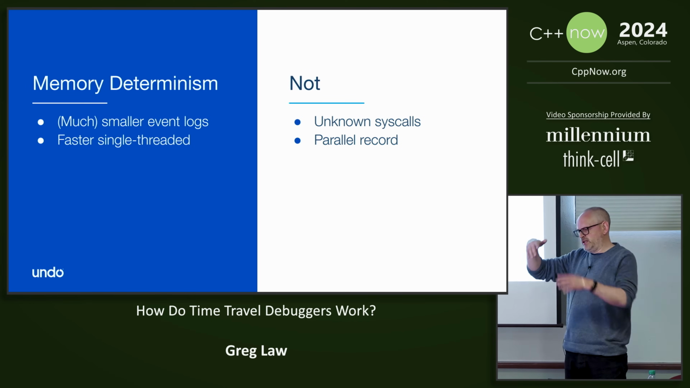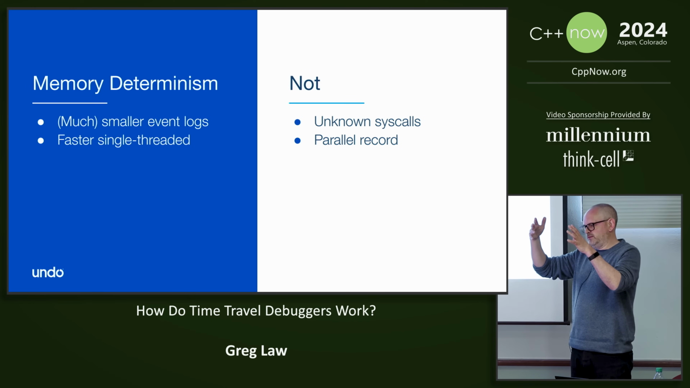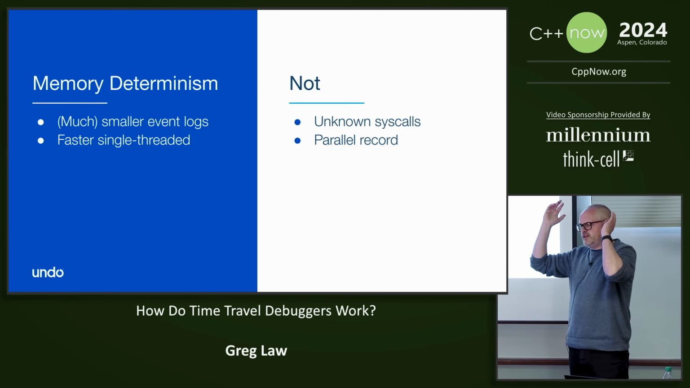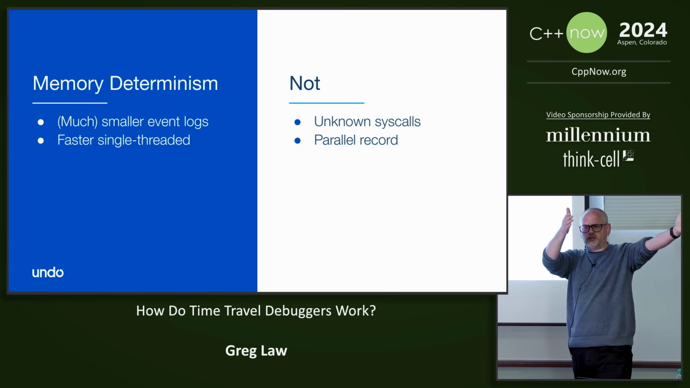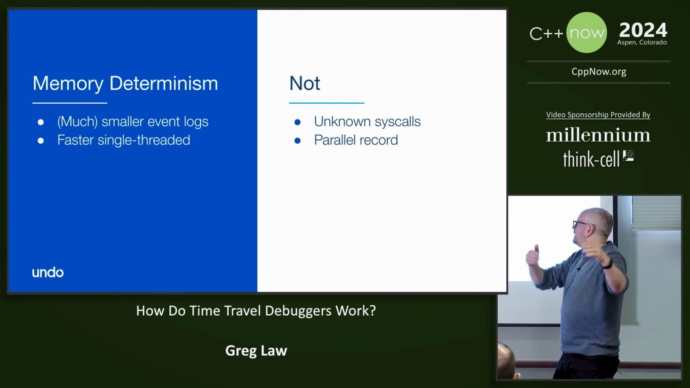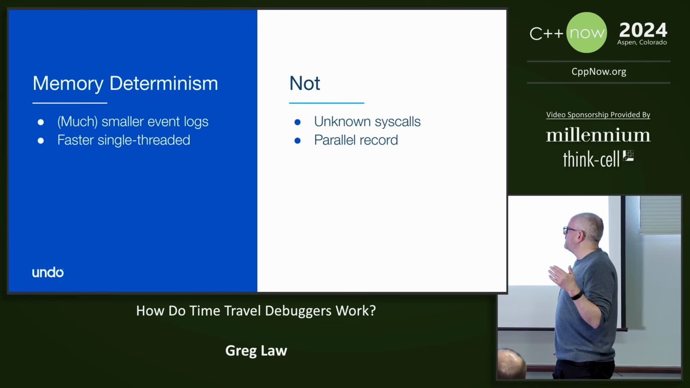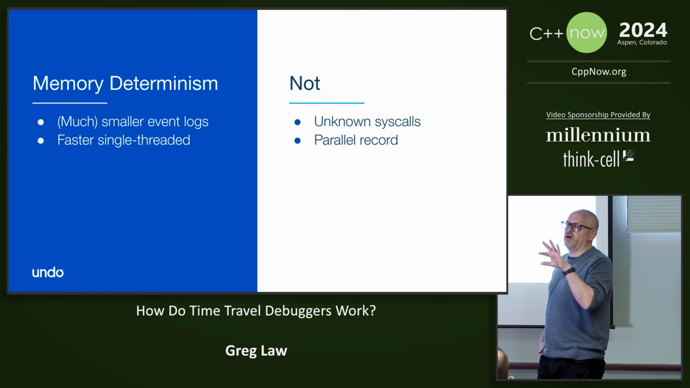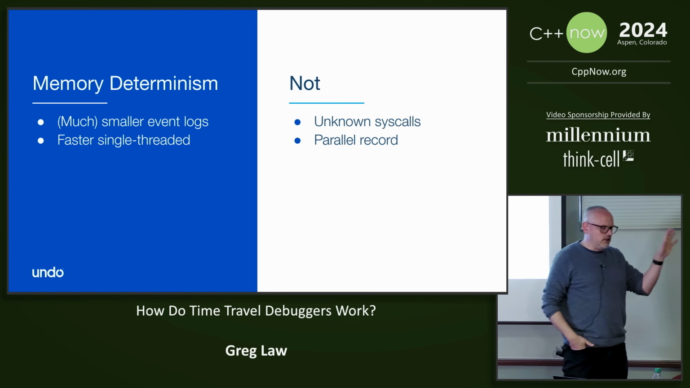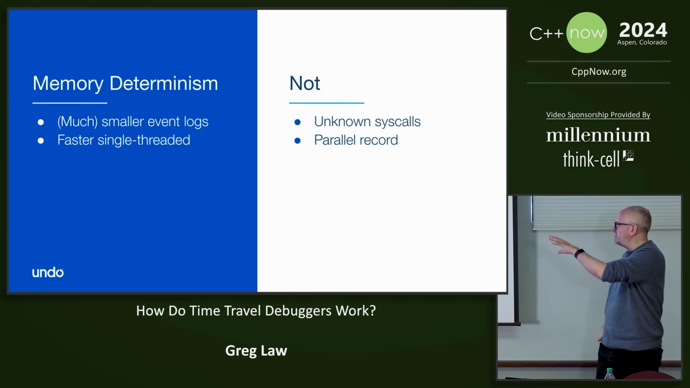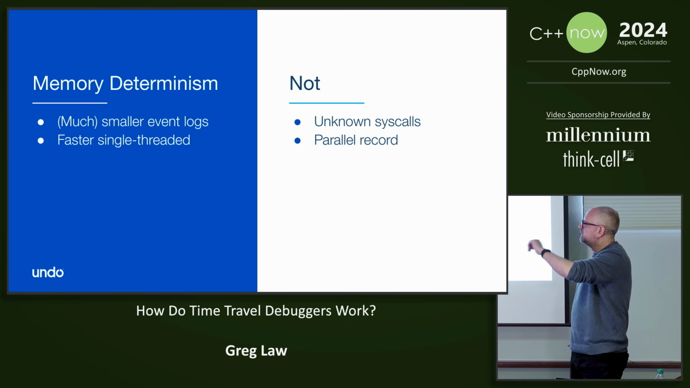So read is going to read exactly this number of bytes to where I told it to, and it's not going to change any other memory. There's an exception here with ioctl. ioctl is kind of all bets are off, but basically RR just needs to know about all the system calls. It knows about most of them.